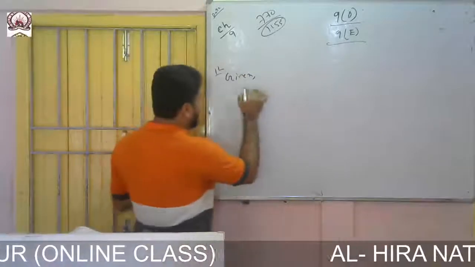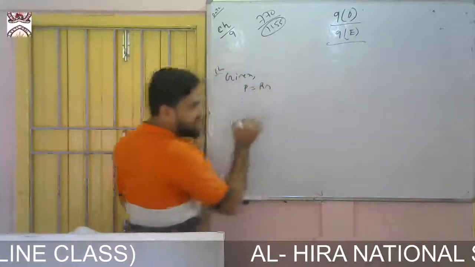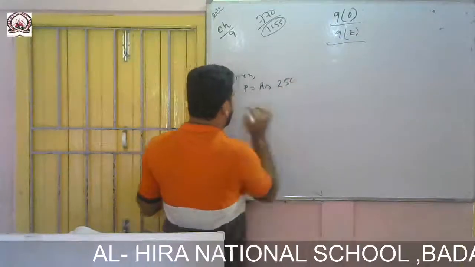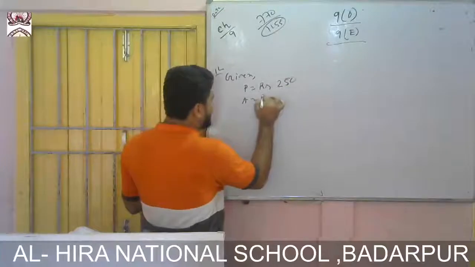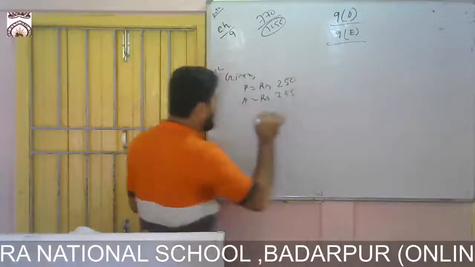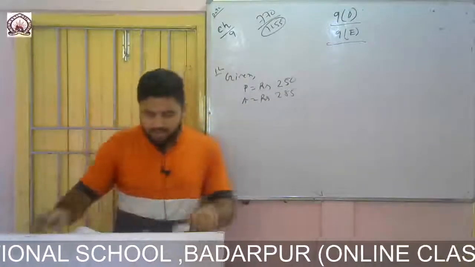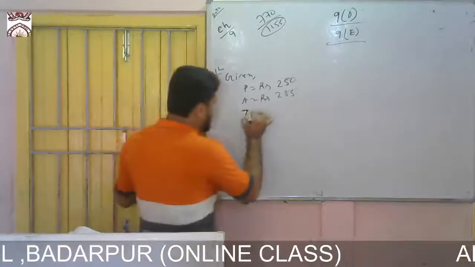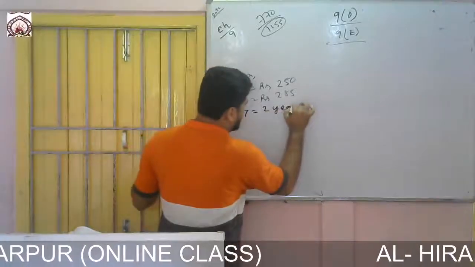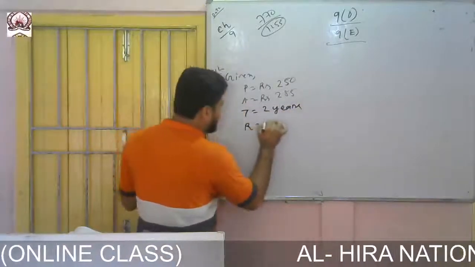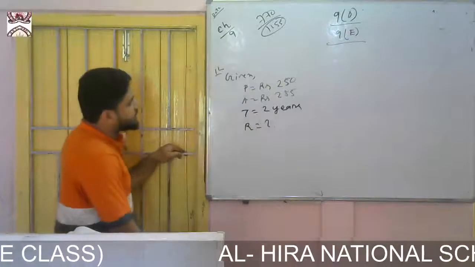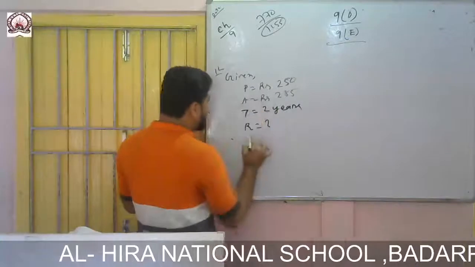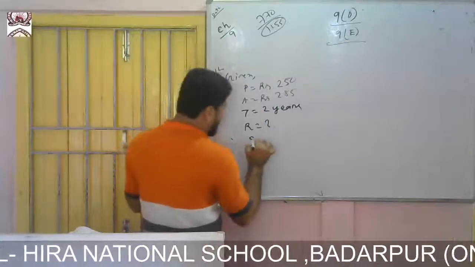Question number 12. Given principal equals rupees 250, amount is rupees 285, time equals 2 years. And the rate of interest we need to find. To find the rate of interest we need SI, so before that let us find SI.